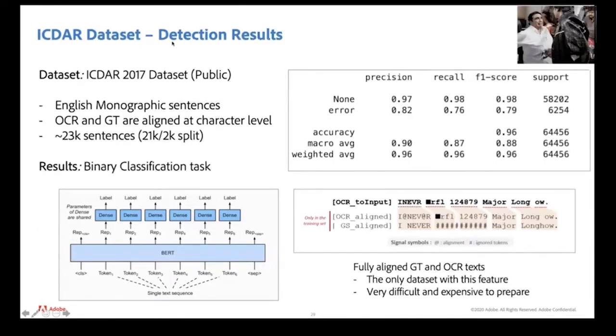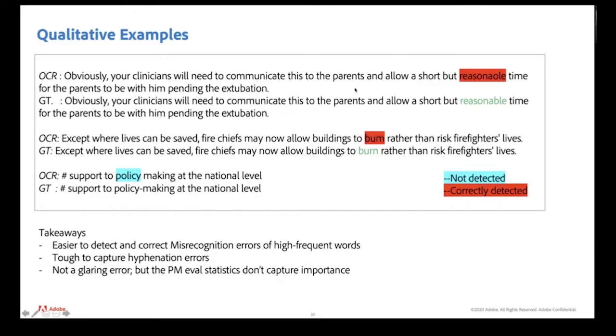So that is the advantage of the ICDAR dataset. The takeaway is that the dataset is really good, but it is of a particular type of documents, and the labeling that we have in this, we can't get the same labeling in the Adobe dataset. Some qualitative examples from the Adobe dataset: we are able to correct misrecognition errors, and we are able to detect and correct this. It is kind of difficult to detect this hyphenation thing, but misrecognition ones are fairly easy to detect.